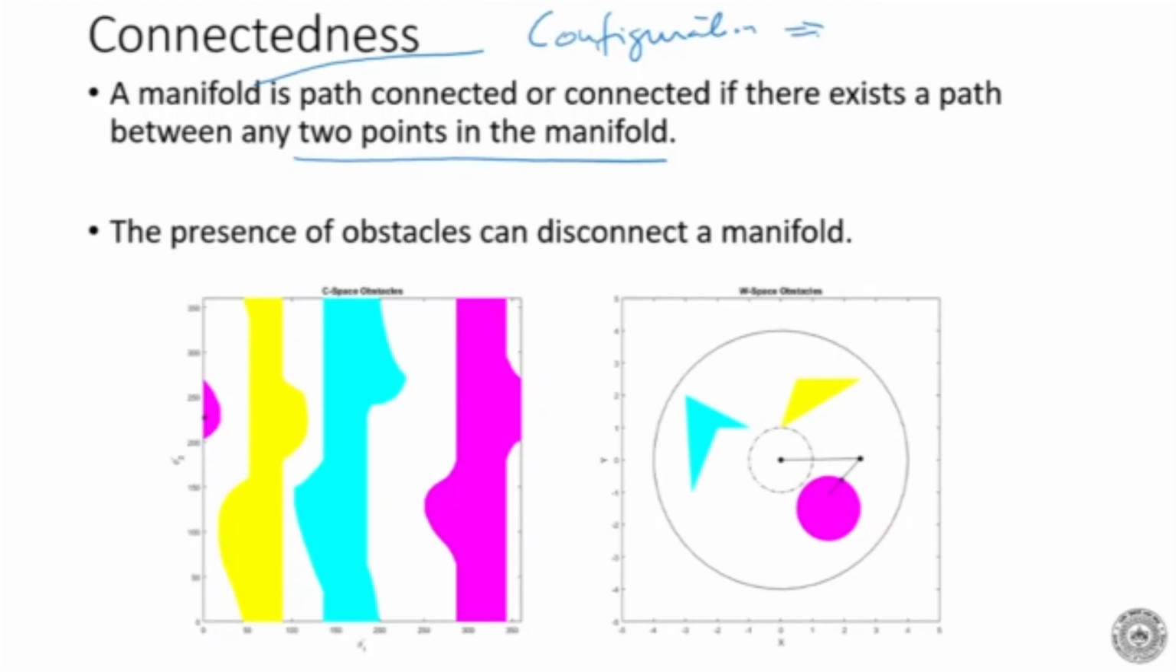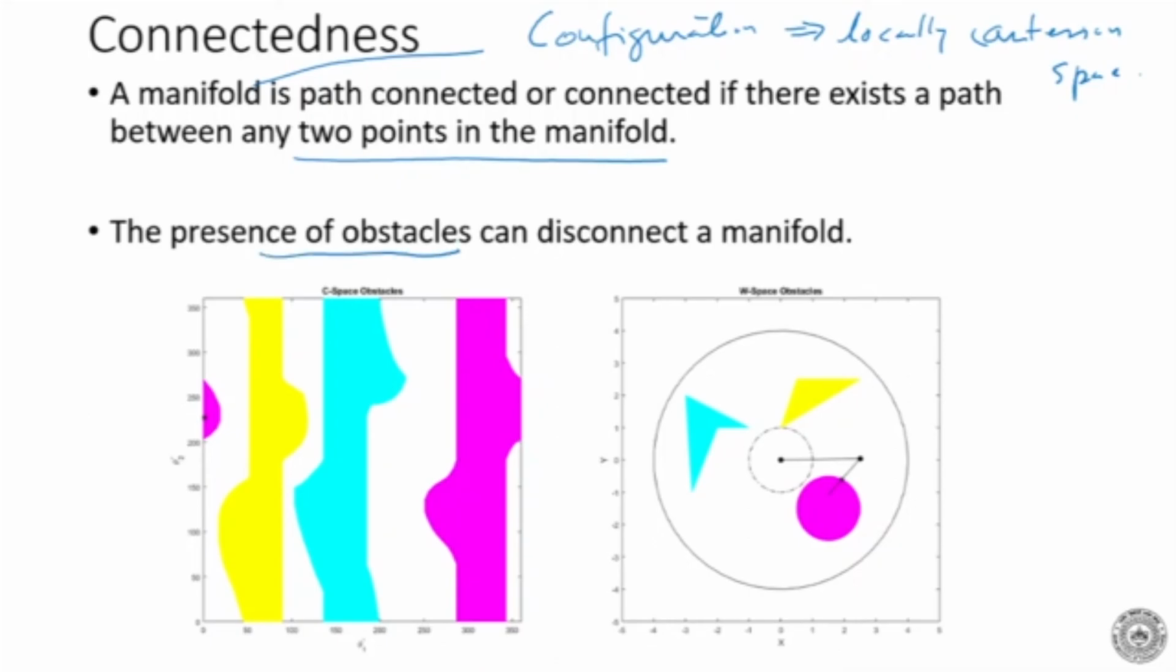Why is it a manifold? Because it is locally like Cartesian space, right? That is why it's called a manifold. Now a manifold is path connected, or connected, if there exists a path between 2 points in the manifold. Now the presence of obstacles can disconnect the manifold.